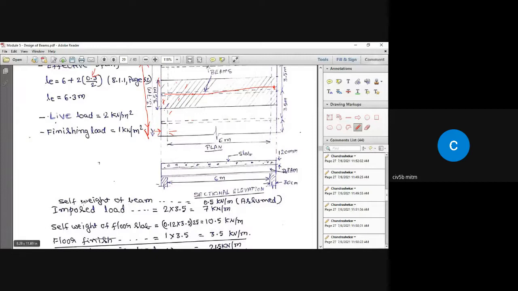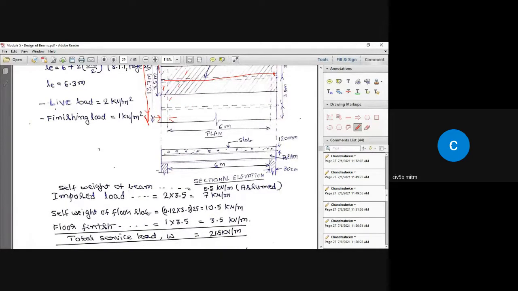Here in this problem, during calculation of the load, what we have done is self weight of beam equal to 0.5 kilonewton per meter. Within brackets, I have said it as assume. Even if you want, you can assume even 1 kilonewton per meter, it's not a problem. You don't have to go back and revise the section. So self weight of the beam is already taken here.